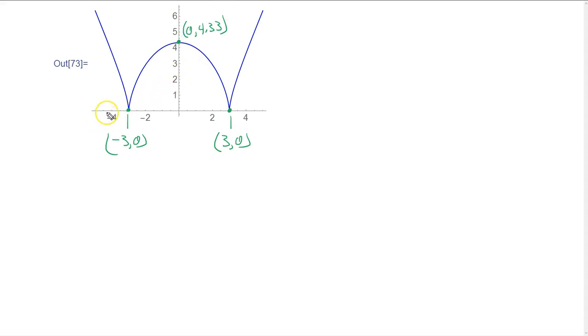And notice our function is decreasing from negative infinity to negative 3. Then from negative 3 to 0, we are increasing. Then from 0 to positive 3, we are decreasing again. And then from 3 to infinity, we are increasing. And so that matches up with what we found. Let's take a look at one more example.